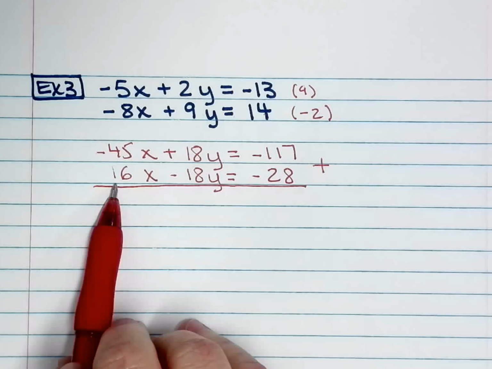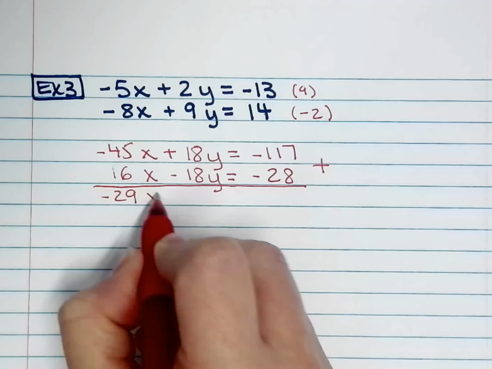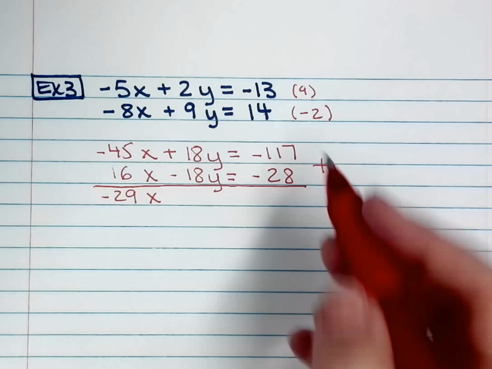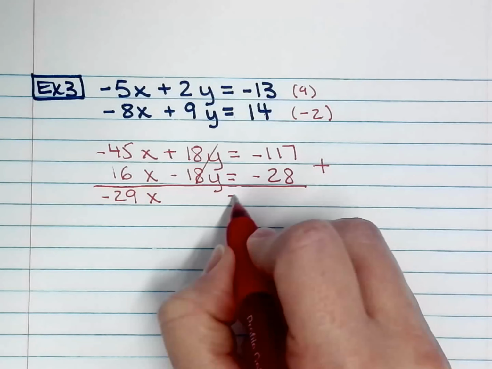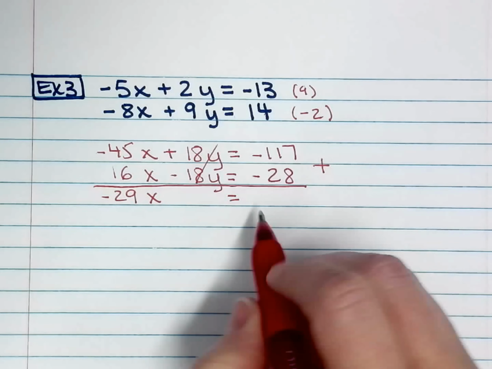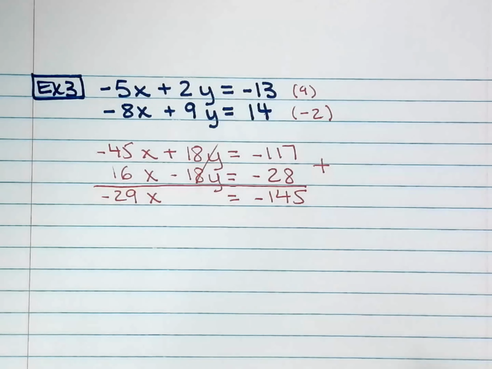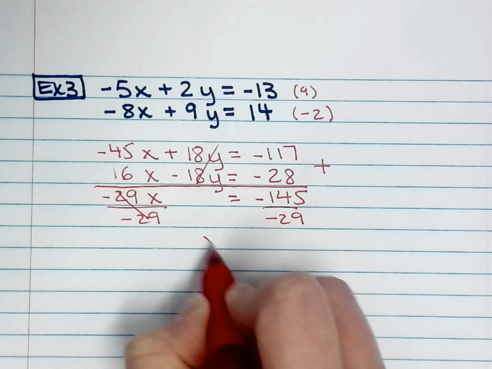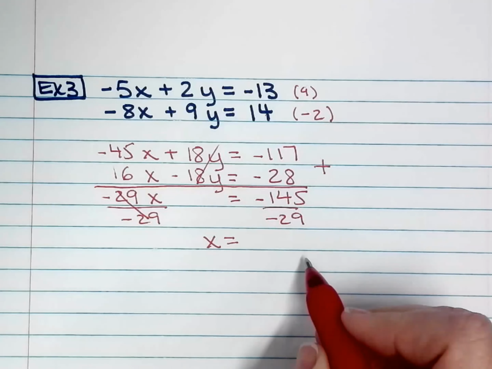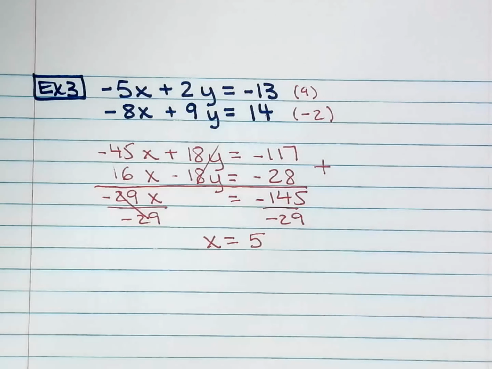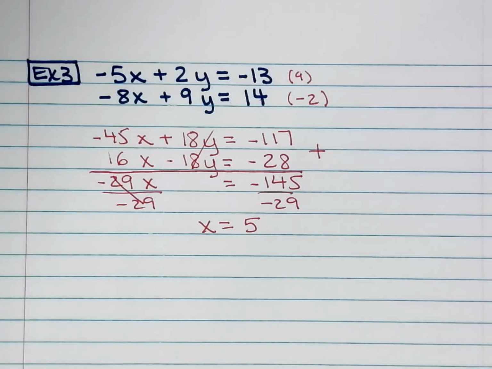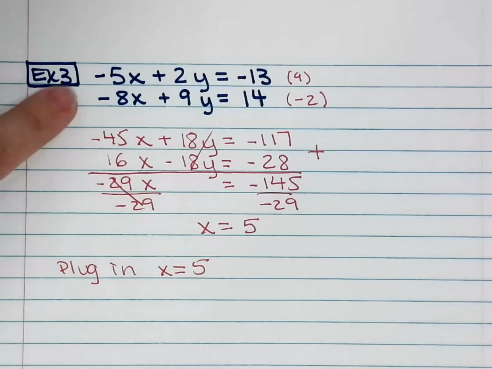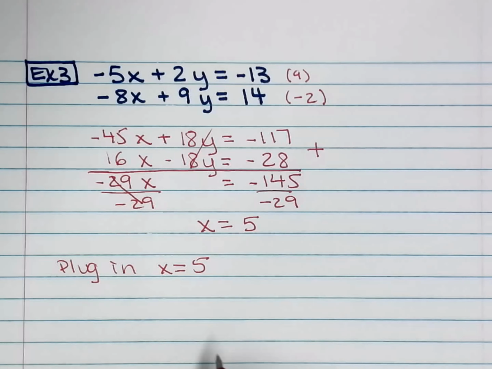So we're going to try to eliminate y by adding them. Negative 45 plus 16, I get negative 29x. Good thing here, I have positive 18 minus 18. That adds up to 0, so I eliminate y right there. Negative 117 minus 28, that's negative 145. Okay, divide by negative 29. That's 1. So negative 145 divided by negative 29 gives me 5. Now that I have x, I need to go back and plug in x equals 5 in either equation. You choose it.